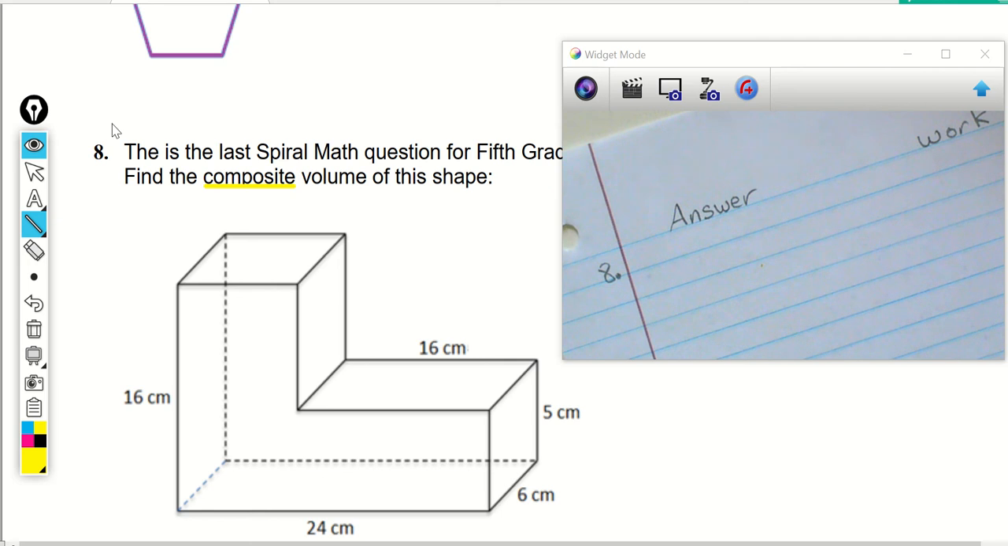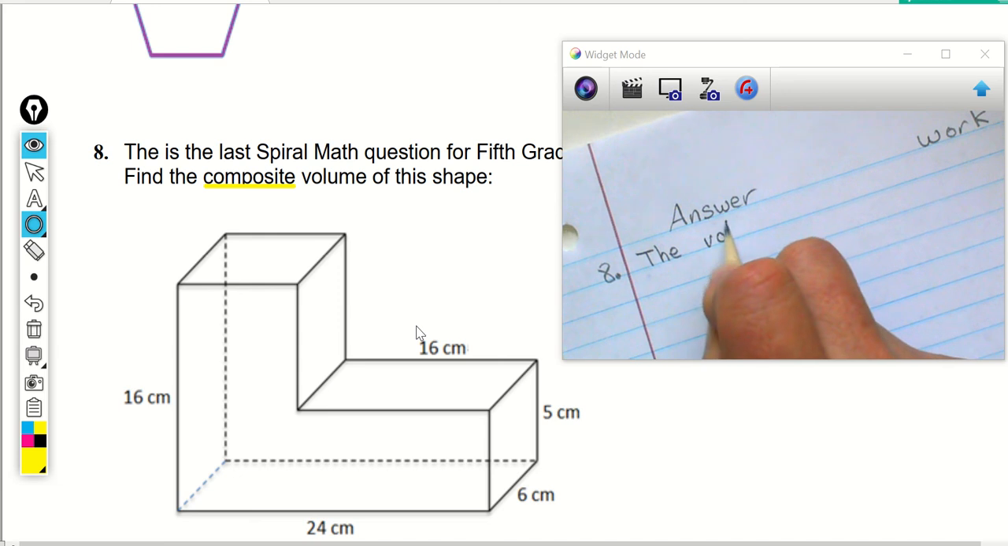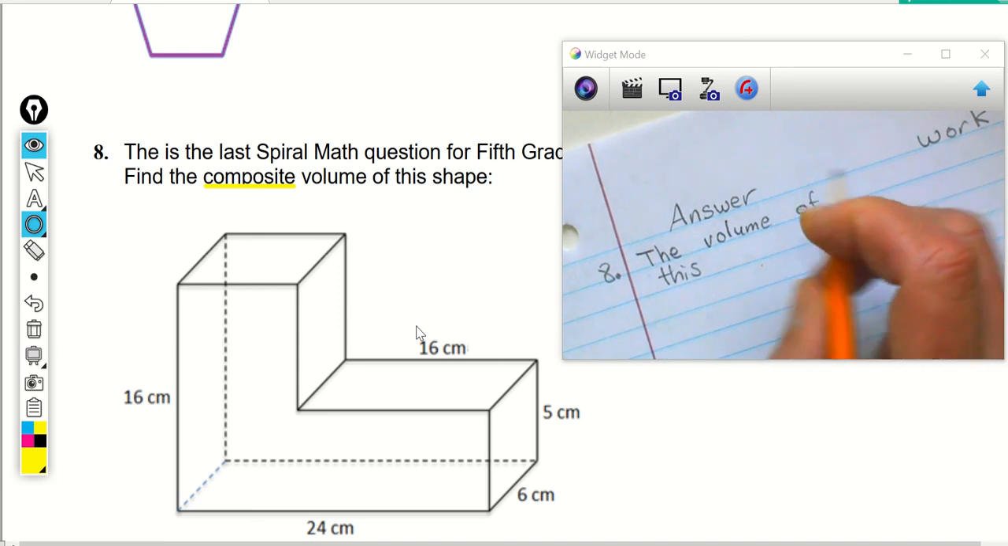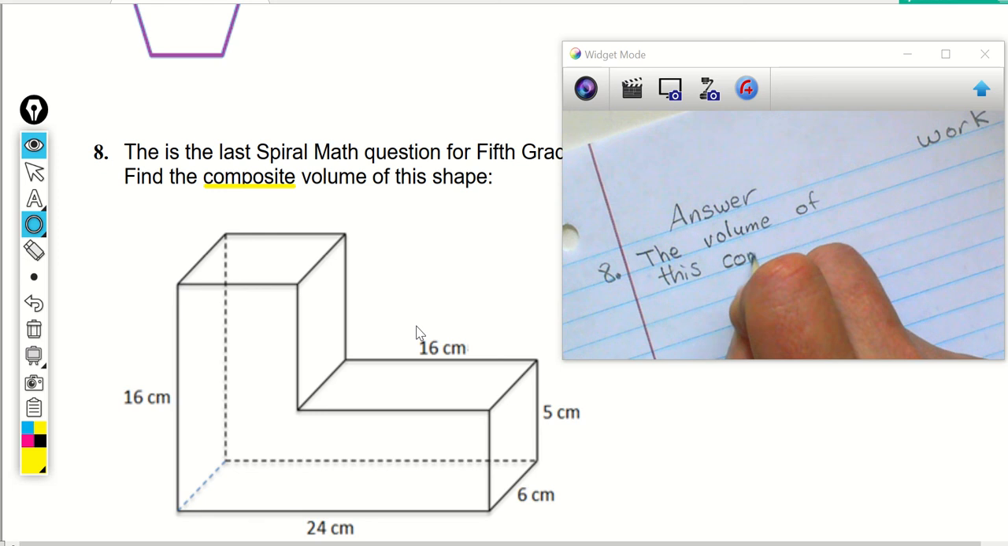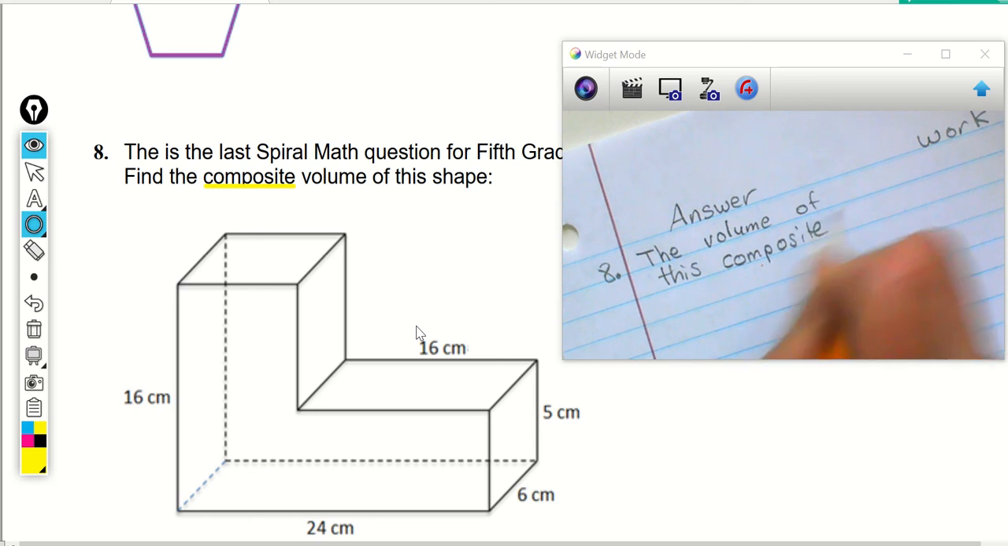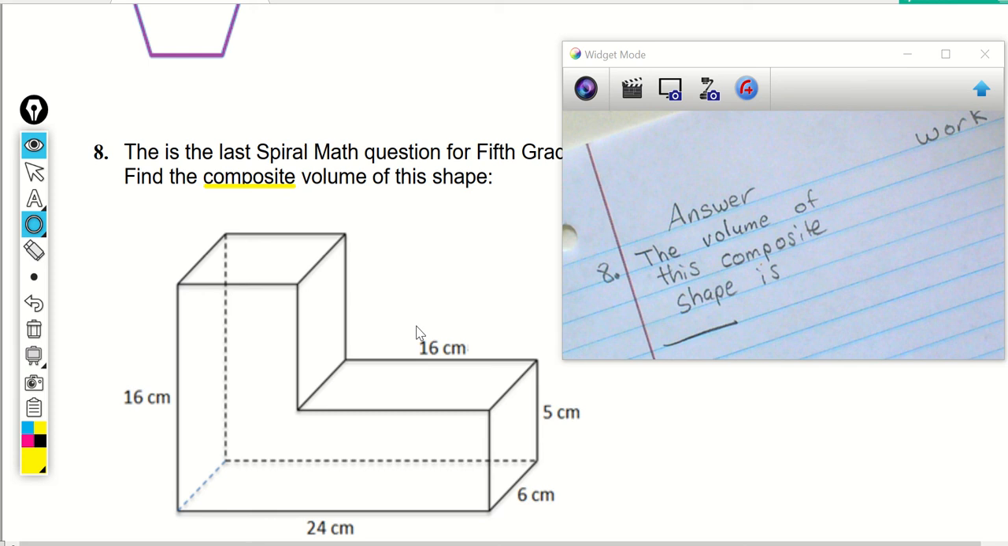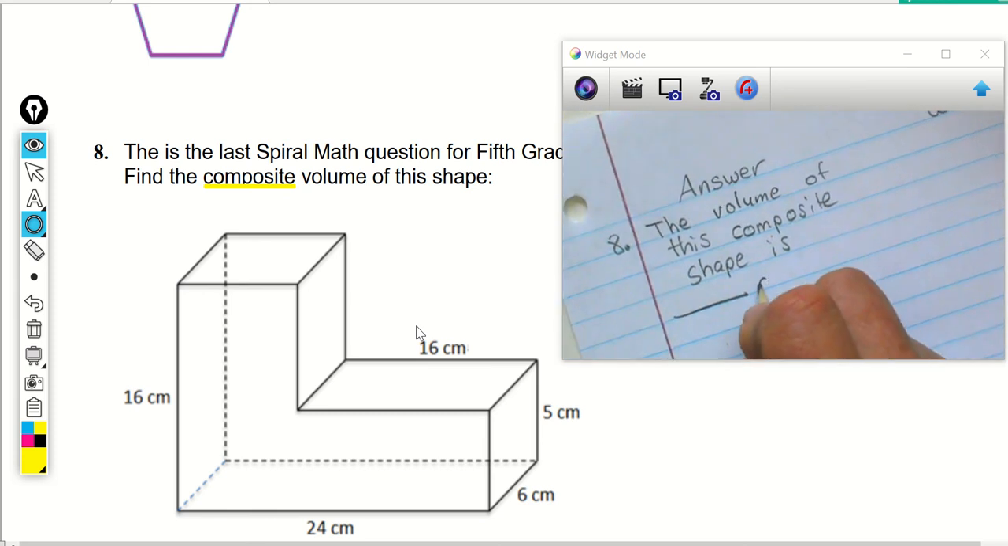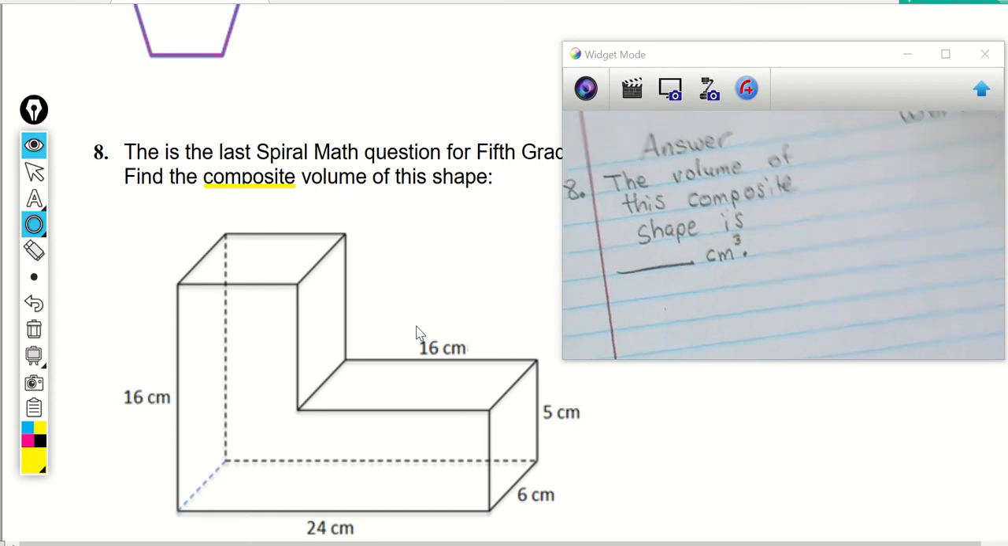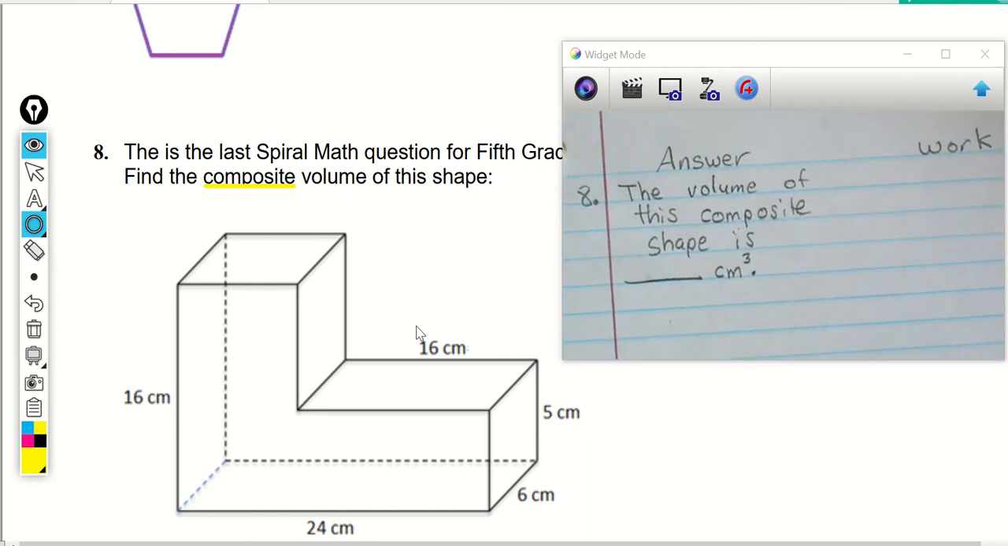First of all, I want to make my answer sentence ready. My answer sentence is going to be: the volume of this composite shape is blank. My unit of measurement here is centimeters, and because it's volume, we're going to use cubic centimeters, with a little 3 exponent right there. So the volume of this composite shape is blank cubic centimeters.